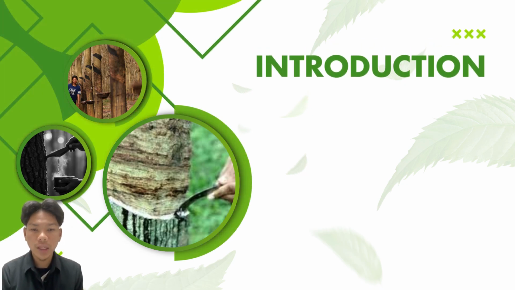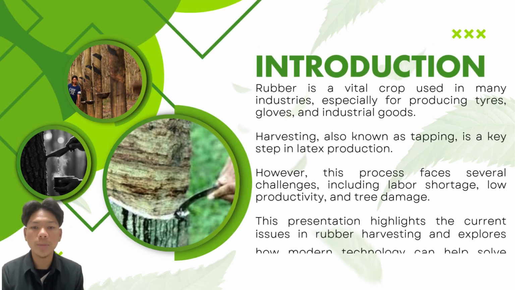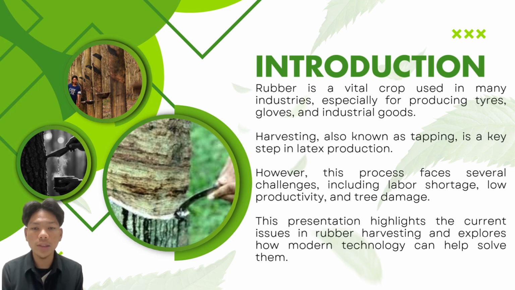Okay, first, rubber is one of the most important agricultural commodities in the world, especially in Southeast Asia, including Malaysia. It plays a vital role in industries such as automotive, medical, and manufacturing, from car tires to gloves and rubber bands. In the rubber production chain, harvesting is a critical stage where latex is collected through a process called tapping.